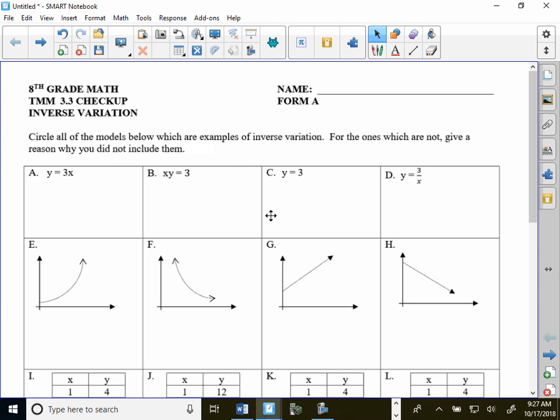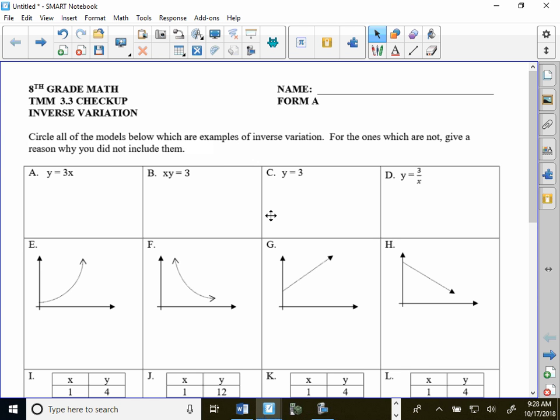So, the direction says circle all of the models below, which are examples of inverse variation, right? Where there's not a constant rate of change. For the ones that are not, give a reason why you did not include them. So we look at the first row, A, B, C, and D.